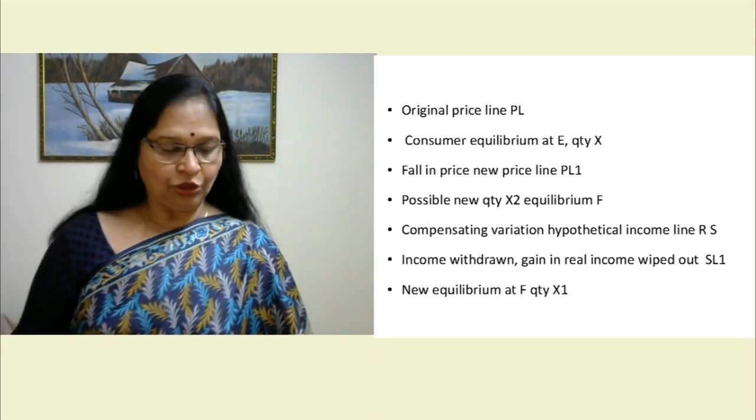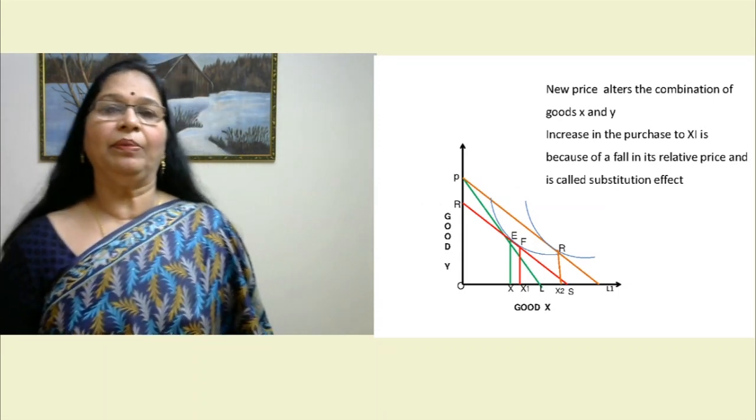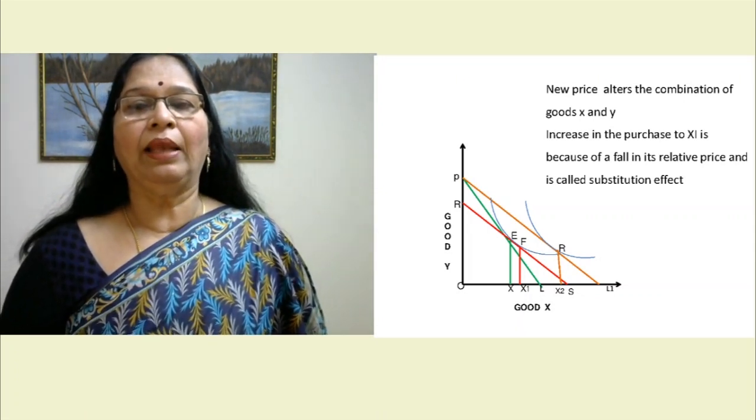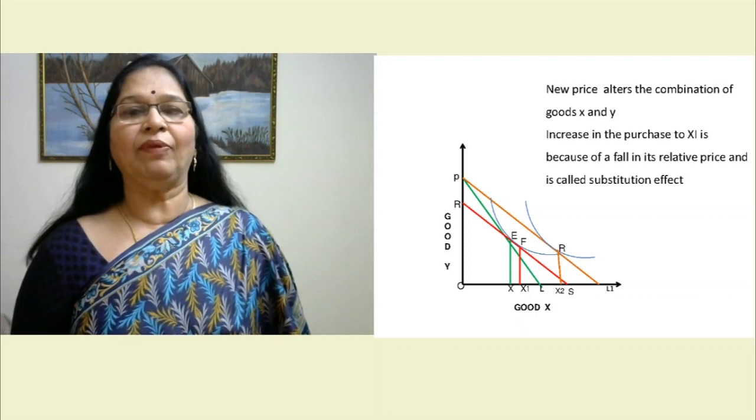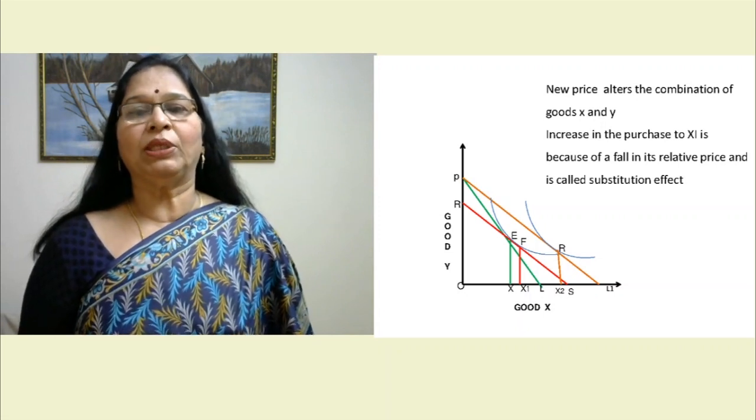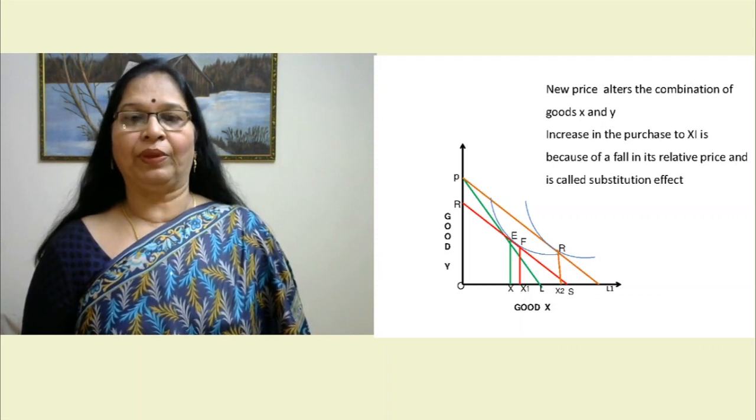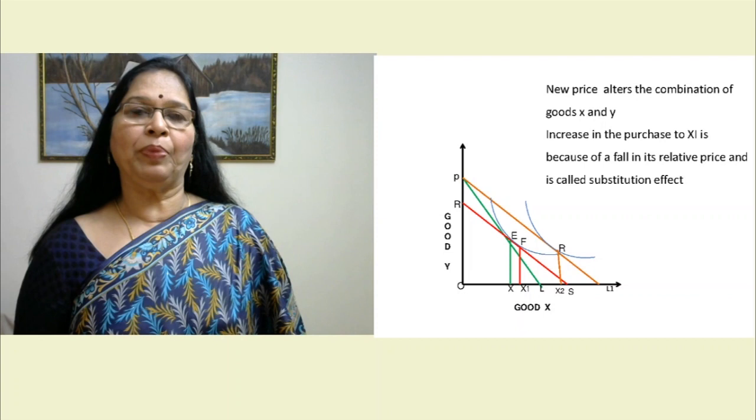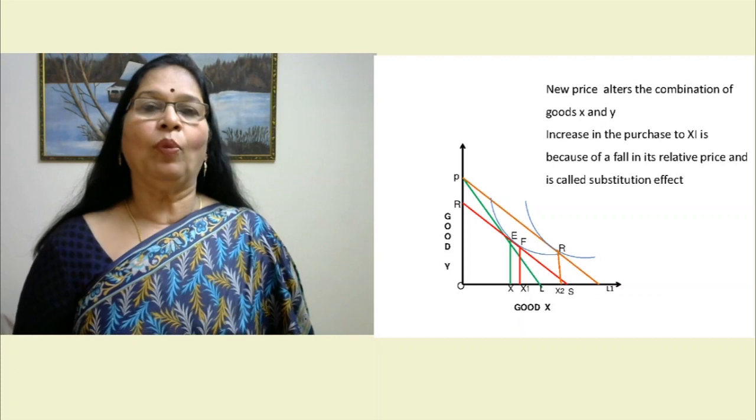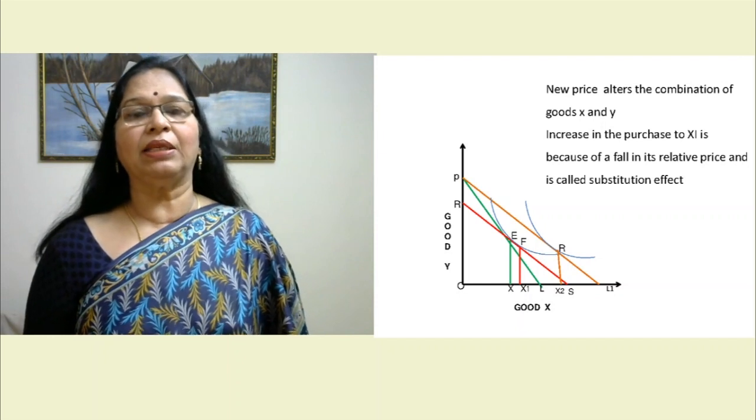I'll show the diagram first, then I can come back to this. Now you can see the diagram. The original price line is PL, which is a green line, and the price of commodity X has fallen, which makes the consumer go to the new price line PL1, right? When it has gone to PL1, the consumer from the green equilibrium point E will now go to the new equilibrium point R. R is on IC2.